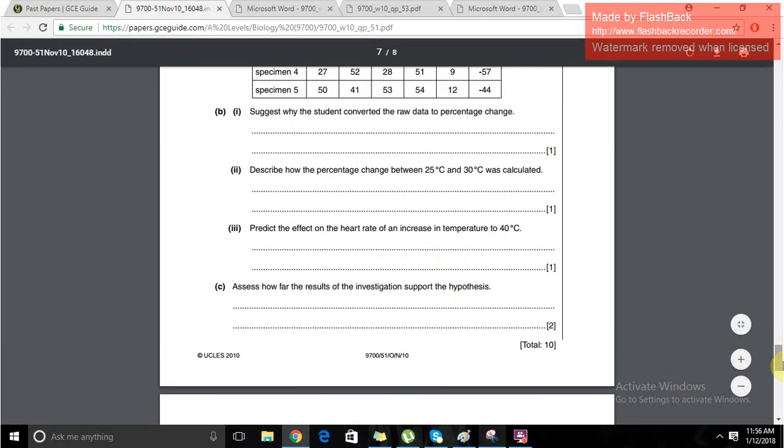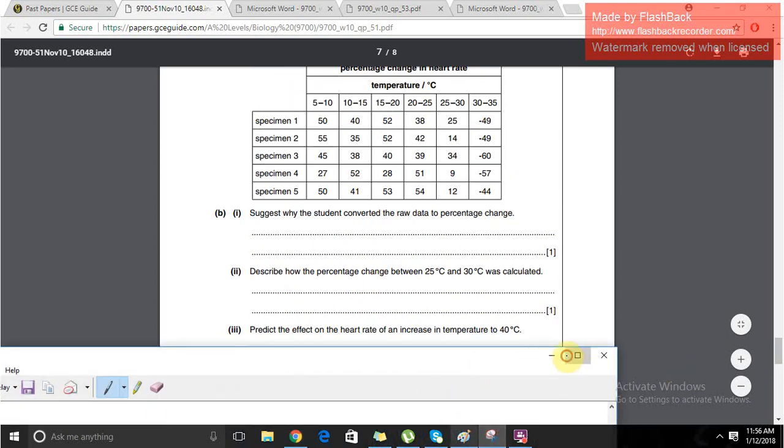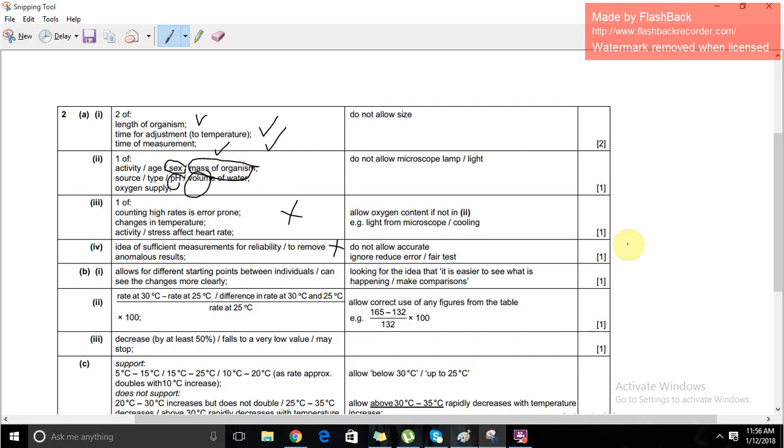Why the student converted the raw data to percentage change: it allows for different starting points, and you can see the changes more clearly. Yep, comparisons are easy to make. Minus 25, graded 25, definitely.